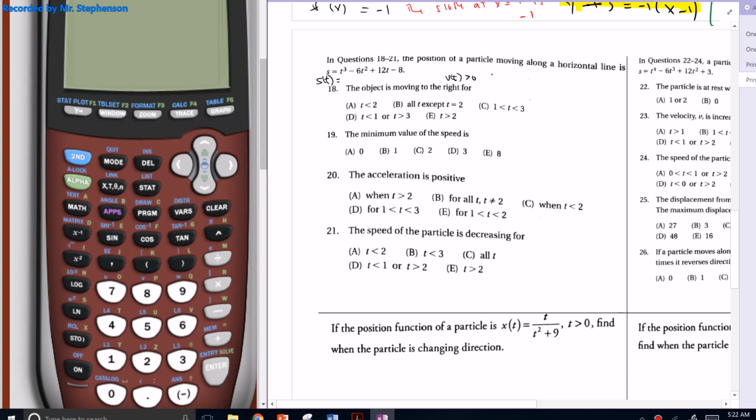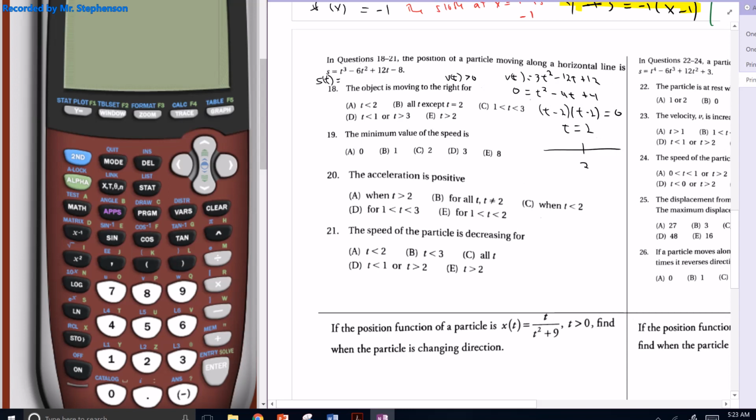So the velocity function is simply the derivative of this one. The velocity function is going to be 3t squared minus 12t plus 12. And then I need to know, first of all, when is this 0? If I want to know when it's greater than 0, first I need to know when it is 0. So we set it equal to 0. And let's go ahead and divide everything by 3 as well, just to simplify our lives a little bit. And we get this, which factors into t minus 2 times t minus 2. And so it's 0 when t equals 2.